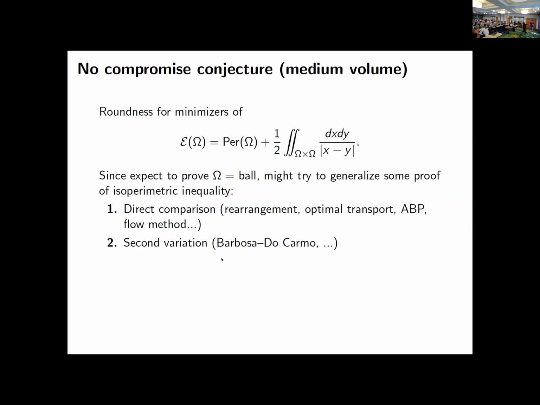There's also the second variation. So if you have a minimizer for the isoperimetric problem, you can compute the second derivative of area for volume fixed deformations. And so this is done in the works of Barbosa do Carmo and others. And there's also some first variation based proofs. These are a little bit stranger. This is not the proof you would give in like a basic class, but there's the Alexandrov theorem, which says that a closed CMC surface is a round sphere. So in particular, like a critical point in the isoperimetric problem must actually be a round sphere. Okay.